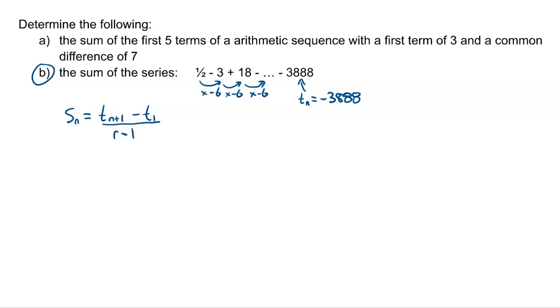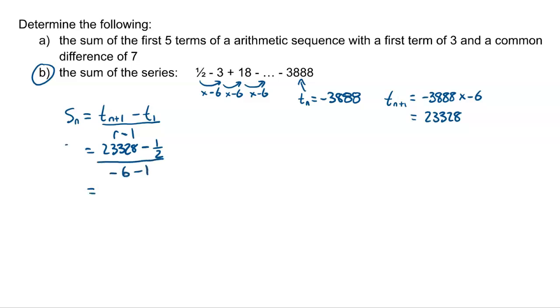So it's the term n plus 1. What that means is it's the term past the last term. So if the last term is negative 3,888, that means that n plus 1 is that times -6, which gives me in this case a value of 23,328. So the n plus 1 is that. We subtract the starting term of 1/2, and we divide that by r minus 1. Now r is -6, subtract 1, and you'll notice that this is Sn. We don't know how many terms are in the series, but we do know what the sum is despite that.